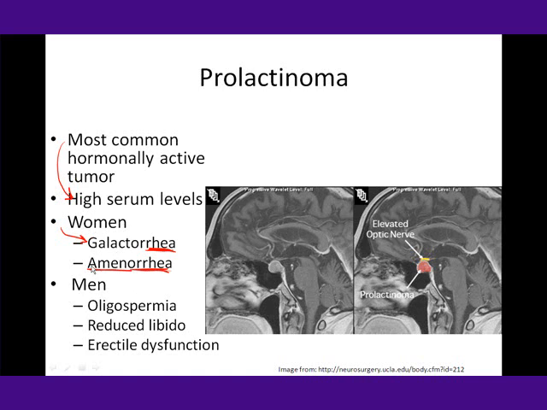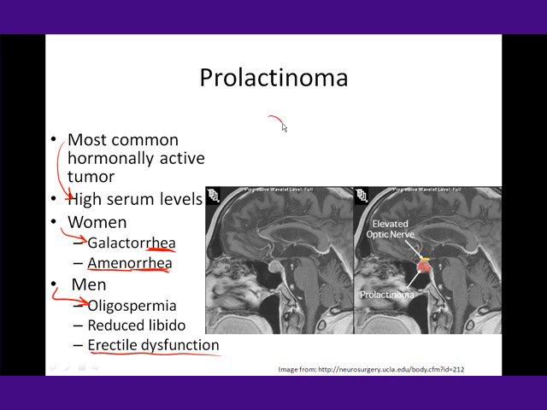For men, it's a little different. In men, we can get oligospermia, which means a greatly reduced amount of sperm production. Men can experience reduced libido. Sometimes they'll have erectile dysfunction. Again, this is the most common type of tumor. It's estimated that about 30% of all pituitary tumors are ones that manufacture prolactin.